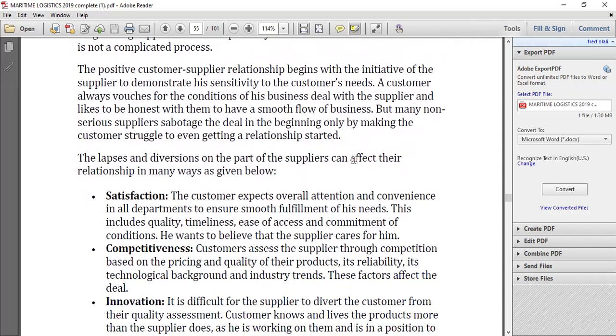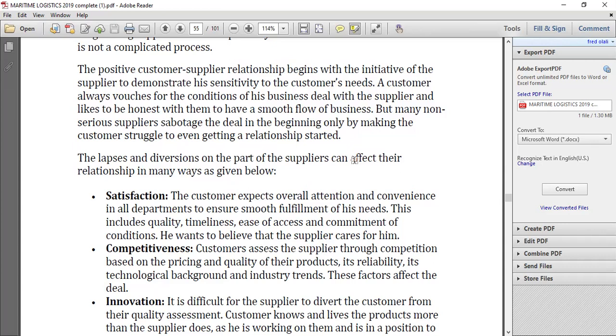The positive customer-supplier relationship begins with the initiative of the supplier to demonstrate his sensitivity to the customer's needs. It first starts when the supplier himself shows that he's really sensitive to your needs. That is, whatever you require from him or her, he abides by that. A customer always vouches for the conditions of his business deal with the supplier, and likes to be honest with them to have a smooth flow of the business.